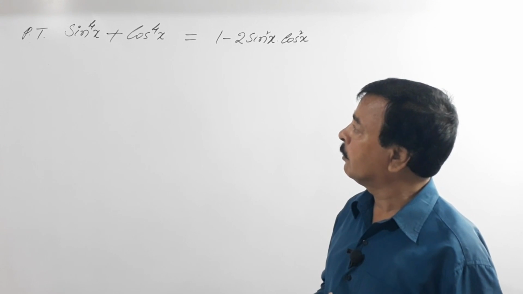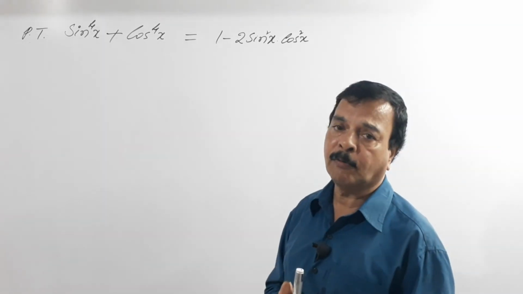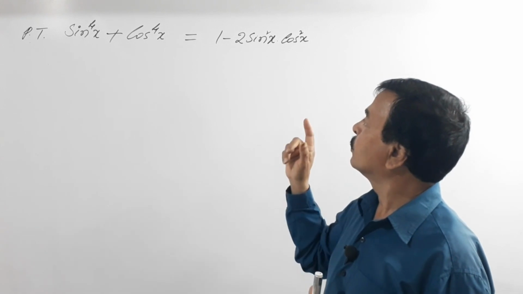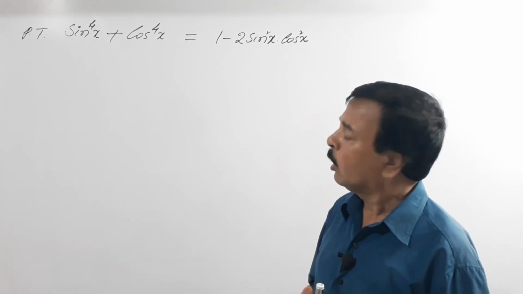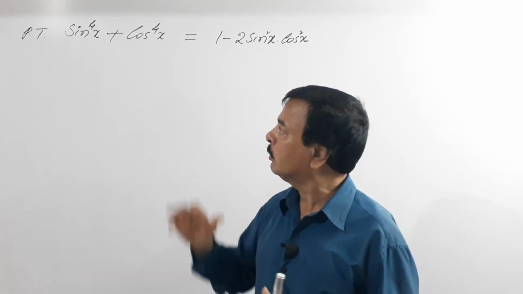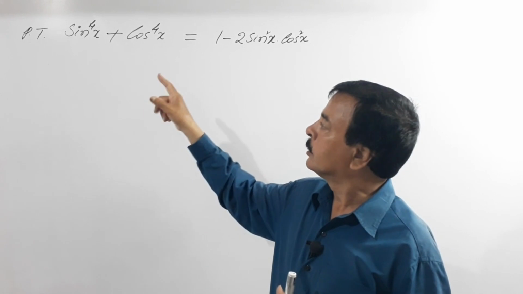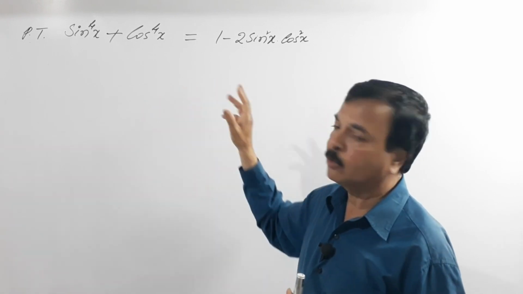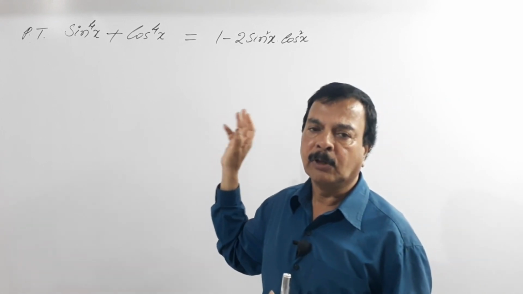So dear students, we have the next problem. Sine to the power of 4x plus cos to the power of 4x equals 1 minus 2 sine square x into cos square x. We have to prove that. So how will you go about it? Prove that sine to the power of 4x plus cos to the power of 4x equals 1 minus 2 sin square x into cos square x.